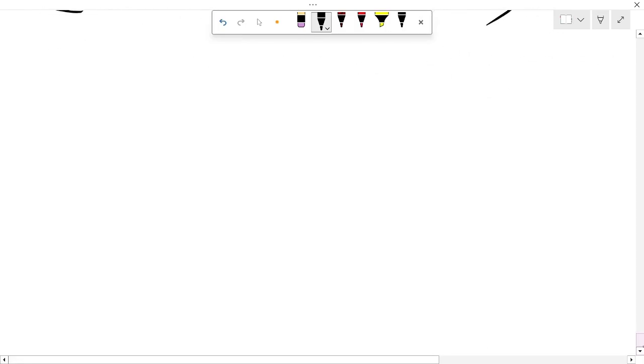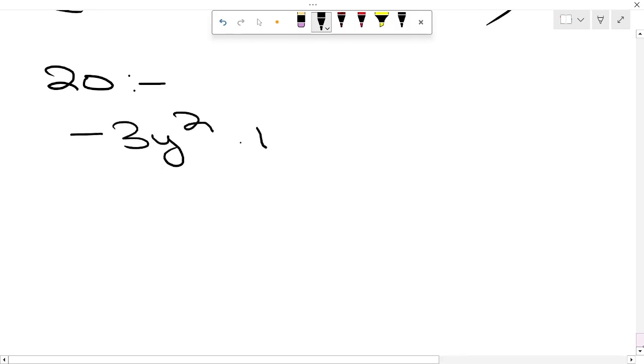Now let's move on to the next question, which is question number 20. I'll write question number 20 right here. Question number 20 is also a quadratic equation. I'm seeing it in the book right now, so just let me write it. I'll write negative 3y square plus 13y minus 4.